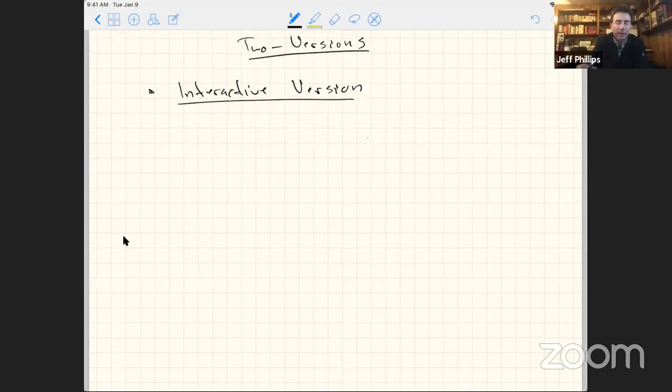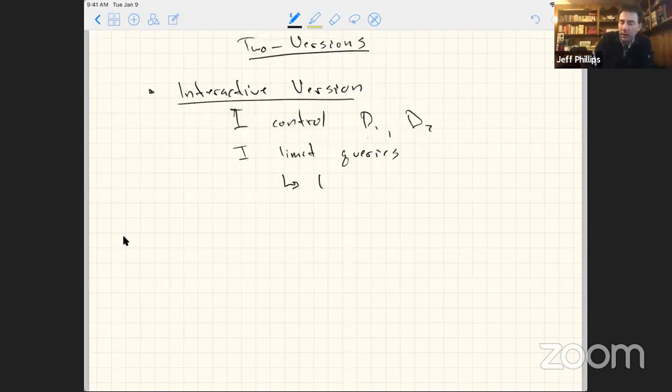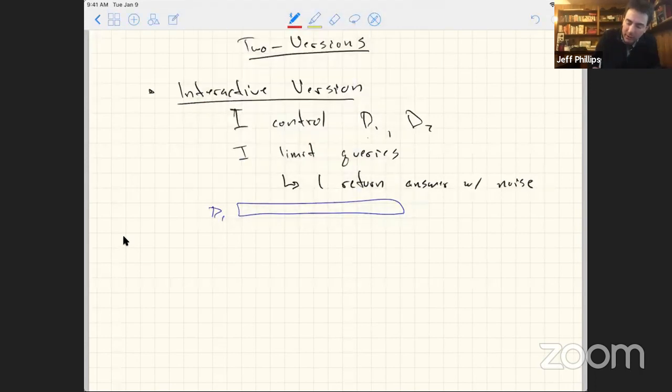And this says I control D1 and D2, right? So the company allows it, and I limit the queries. Someone asks me a question, a query to my database, and I return the answer. So I process the query, and I return the answer with some sort of noise. And you could think of doing this as I fixed the noisy data set D2 ahead of time. Remember, I have D1, and then D2 is here.